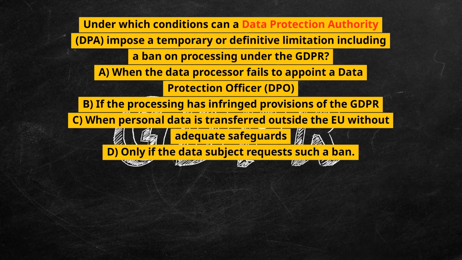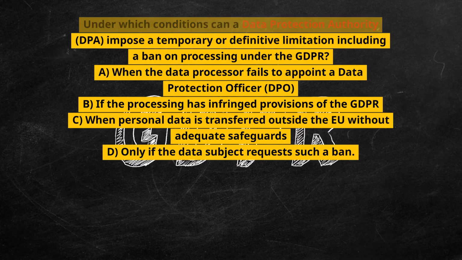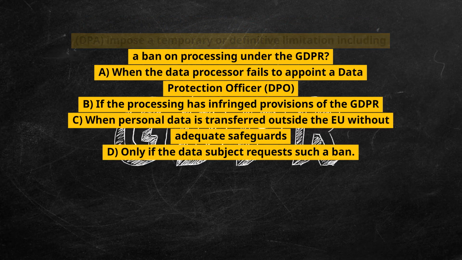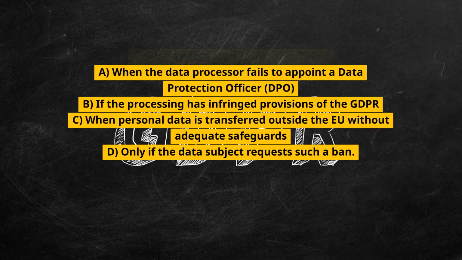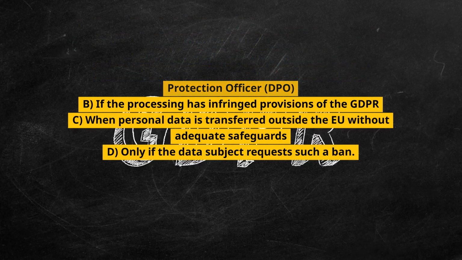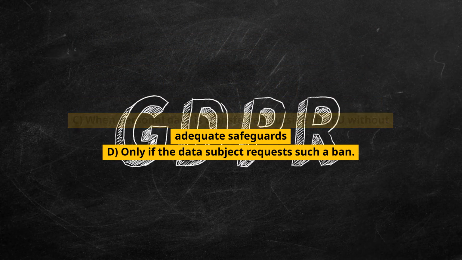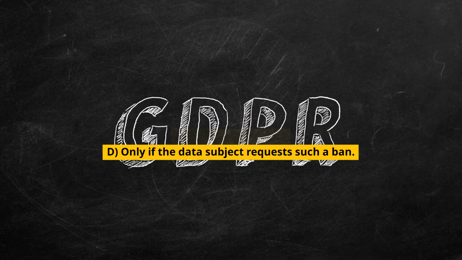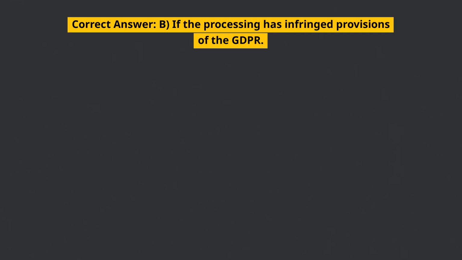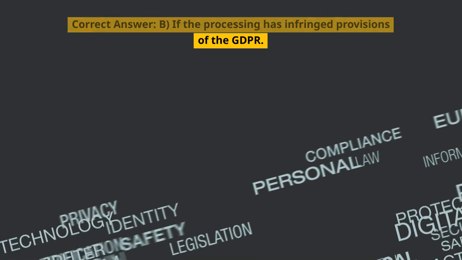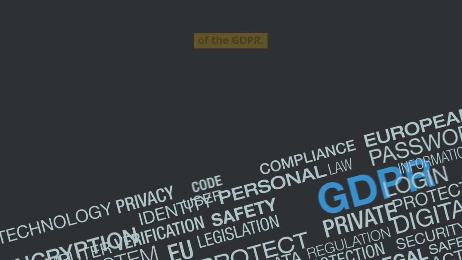Under which conditions can a data protection authority, DPA, impose a temporary or definitive limitation, including a ban on processing, under the GDPR? A. When the data processor fails to appoint a data protection officer, DPO. B. If the processing has infringed provisions of the GDPR. C. When personal data is transferred outside the EU without adequate safeguards. D. Only if the data subject requests such a ban. Correct answer: B. If the processing has infringed provisions of the GDPR.